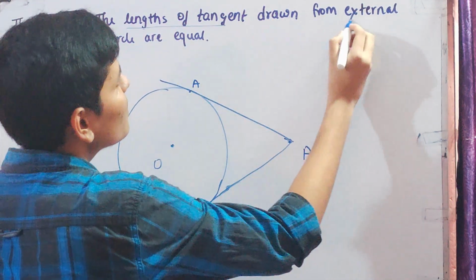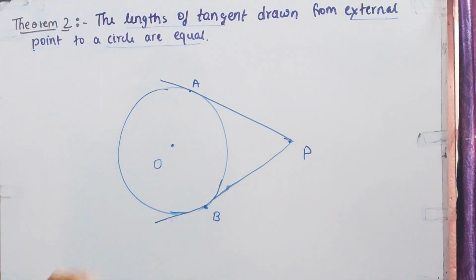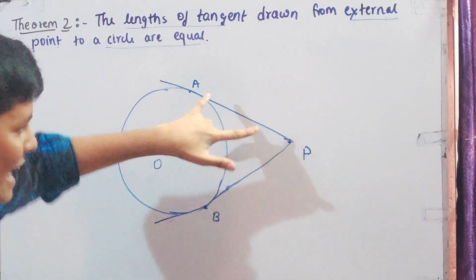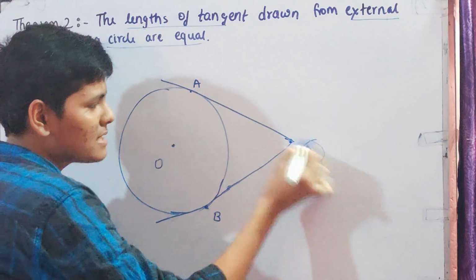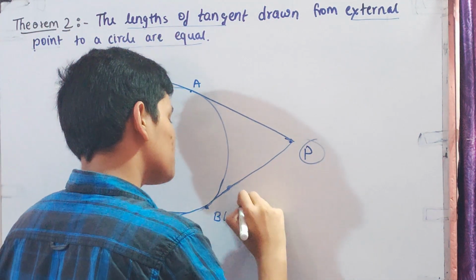Now the question given, or the theorem, is: the length of tangents drawn from an external point to a circle are equal. Length of tangent from an external point. This is a tangent. PA is one. P is a point. PA is one tangent. PB is one tangent. Length of the tangent is this one.